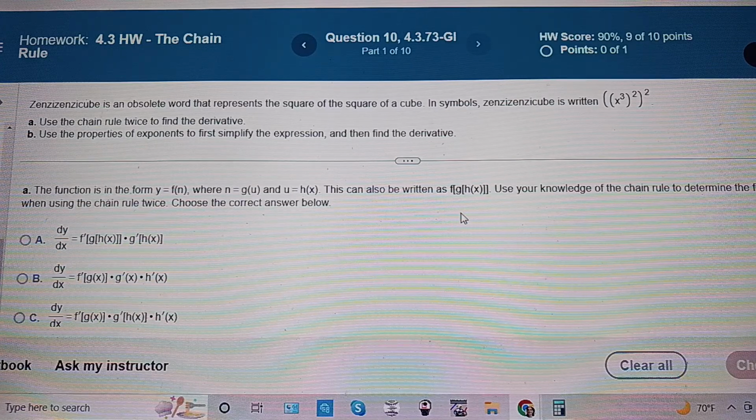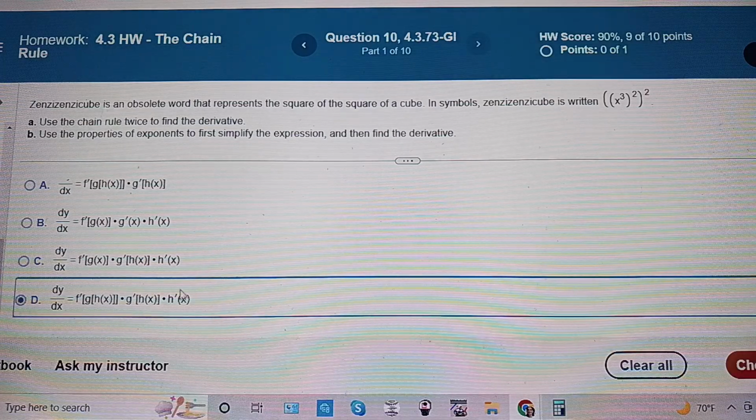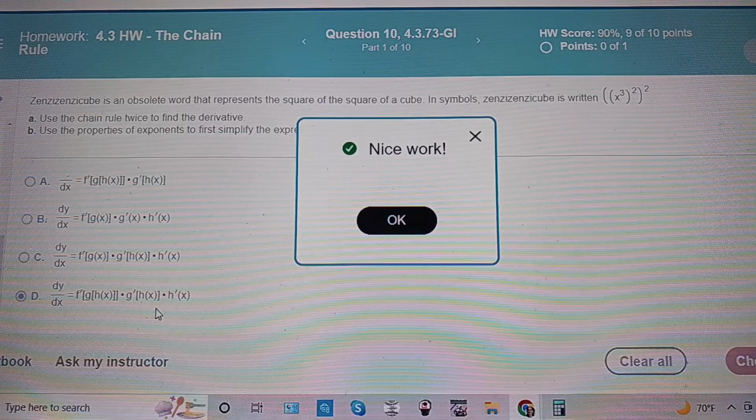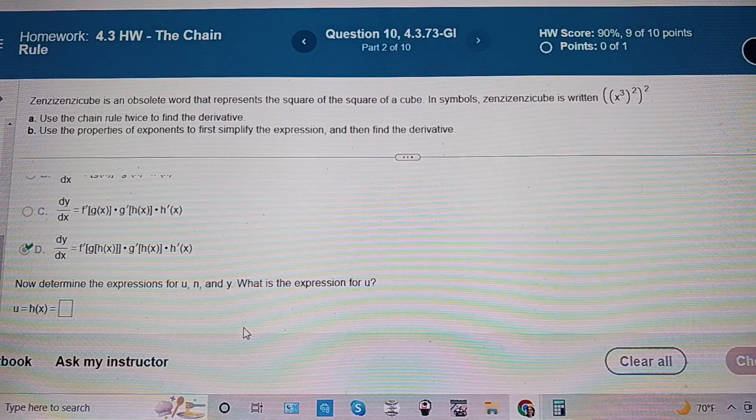Then you go to the next outer one, which is g. So g prime is next, of the inside stuff, h of x. They both have that. But remember it said use the chain rule twice. So that's why the answer is D. Then you also have to do the derivative of the innermost one, which is h prime of x. So that's a chain rule right there in symbols, where you just keep doing the next inner one after the outer ones.